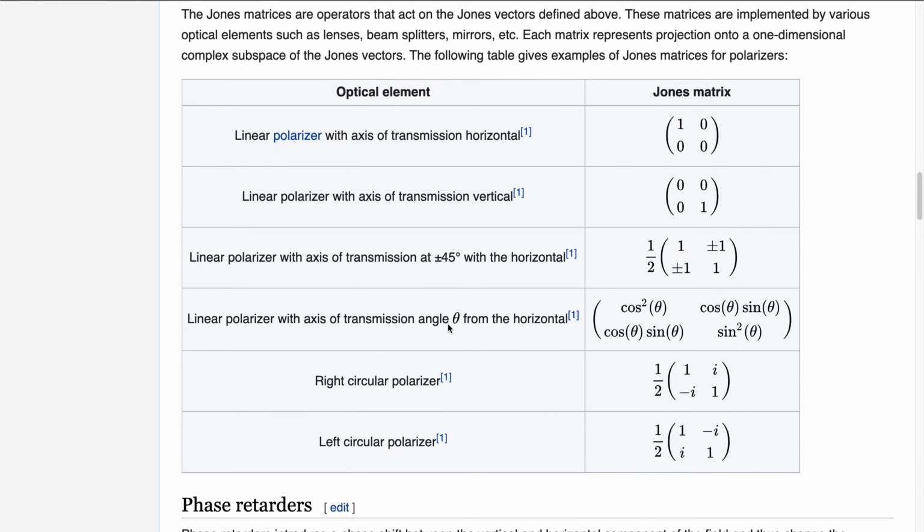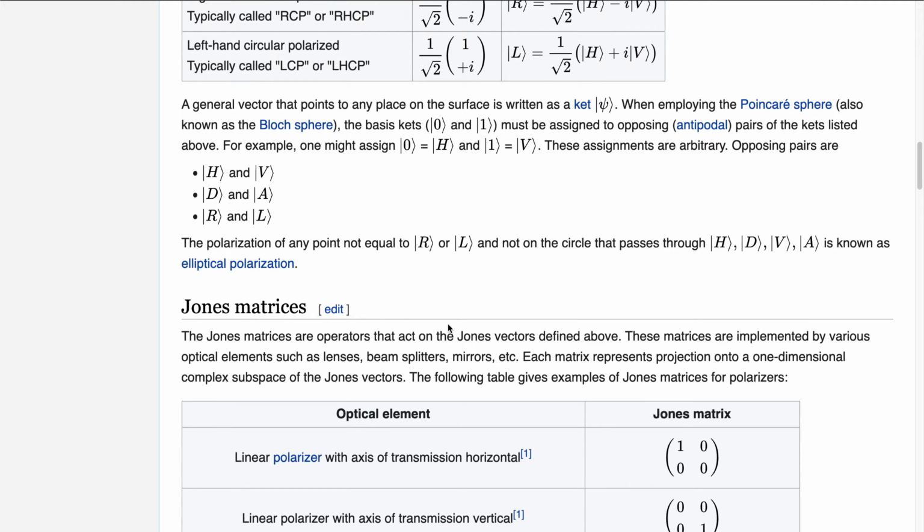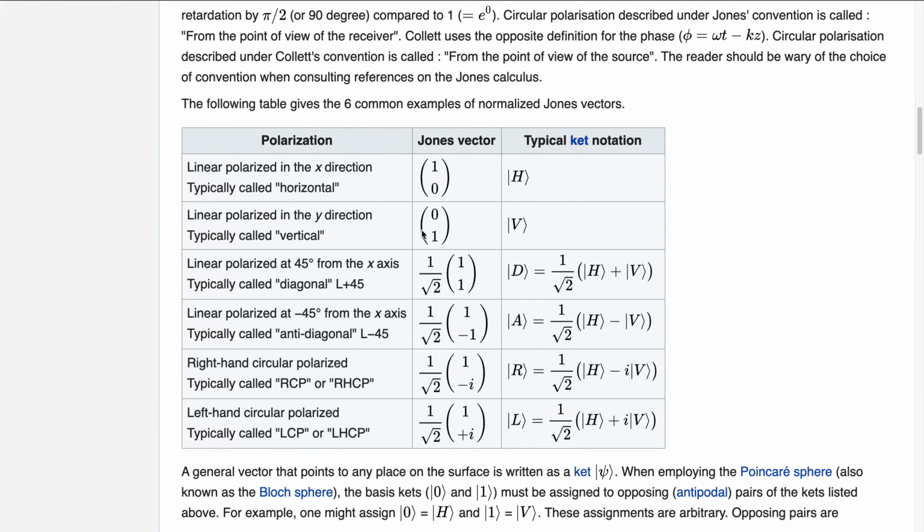Totally. Thanks for bringing this up, Slava. Could you scroll up just a little bit? There was another table here. See how we have these states with the minus signs in there? The linear polarization states with the minus sign, and then the minus i in there as well. A and R. These are the states that are left out.